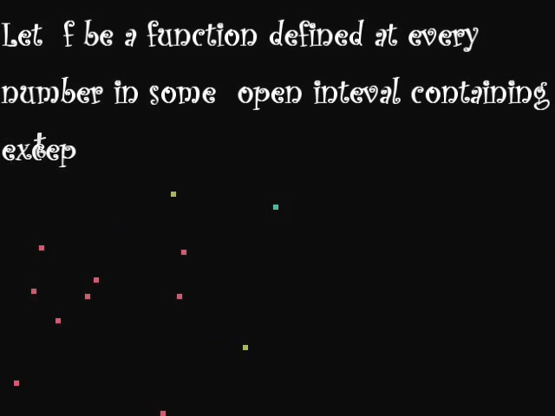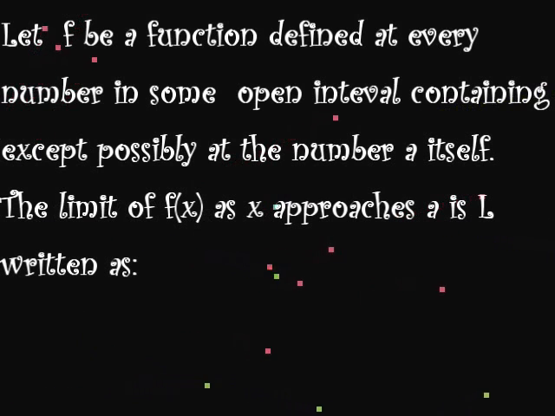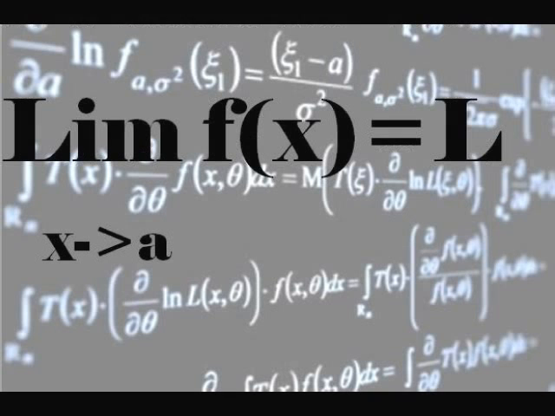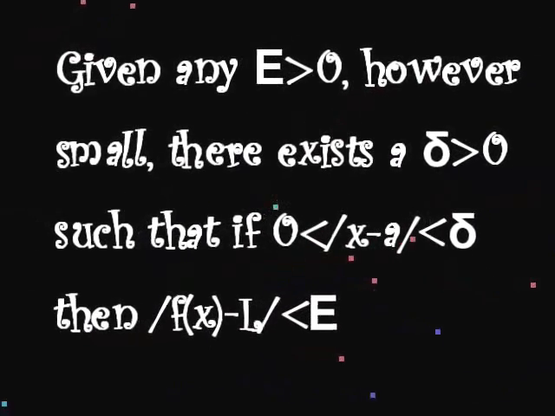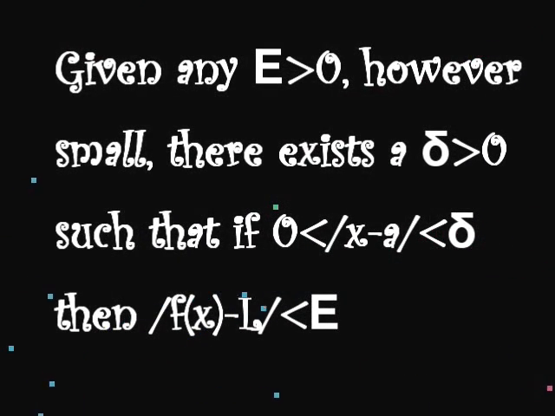Let f be a function defined in every number in some open interval containing a, except possibly at the number a itself. The limit of f of x as x approaches a is L, if the following statement is true: given any epsilon greater than 0, however small, there exists a delta greater than 0, such that if 0 is less than the absolute value of the difference of x and a, which is less than delta, then the absolute value of the difference of f of x and L is less than epsilon.